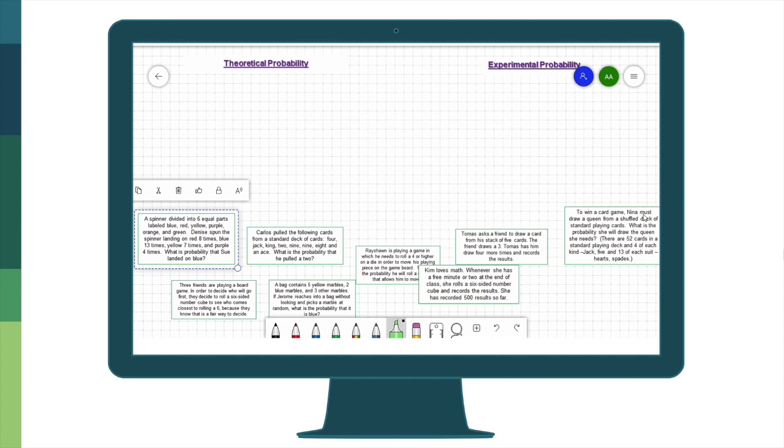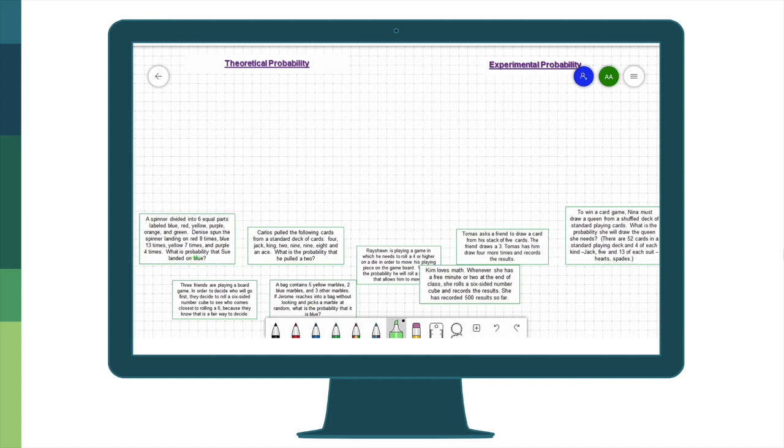So for our first situation, we have a spinner divided into 6 equal parts. They're labeled blue, red, yellow, purple, orange, and green. So Denise spun the spinner, landing on red 8 times, blue 13 times, yellow 7 times, and purple 4 times. What is the probability that she landed on blue?